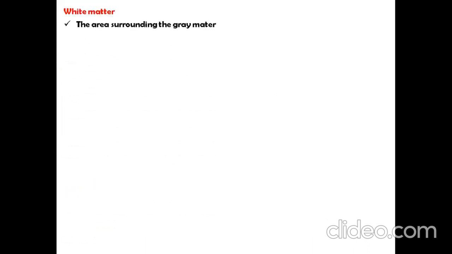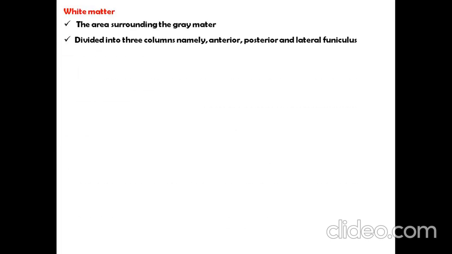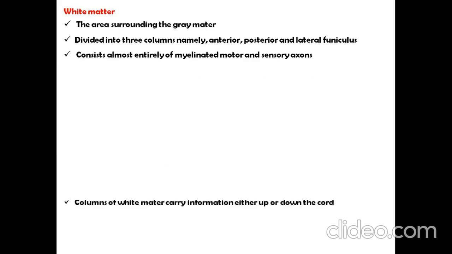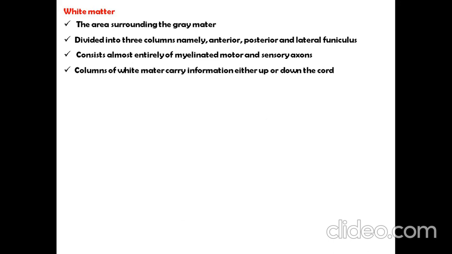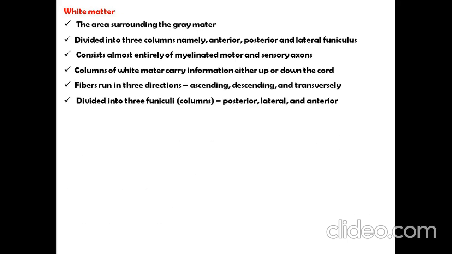Next one is the white matter. The area surrounding the gray matter, divided into three columns, namely anterior, posterior, and lateral, consisting almost entirely of myelinated motor and sensory axons. Columns of white matter carry information either up or down the cord. Fibers run in three directions: first one is ascending, descending, and transverse.